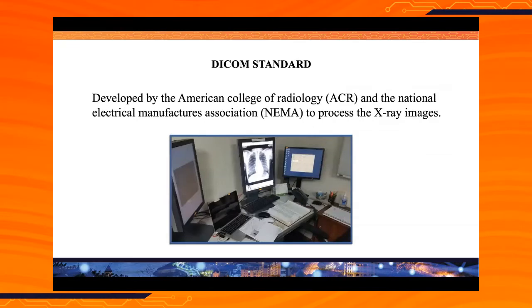DICOM is Digital Imaging and Communications in Medicine, and the standard was developed by the American College of Radiology and the National Electrical Manufacturers Association to process all the medical X-ray images.